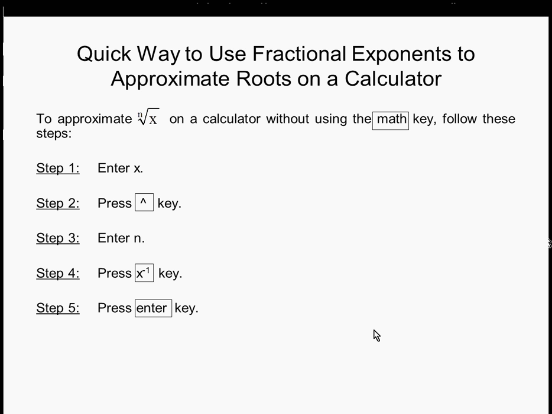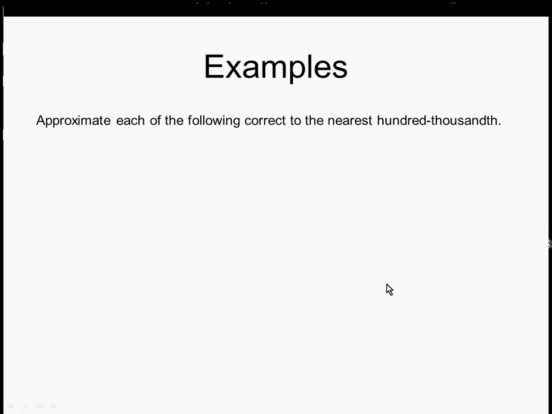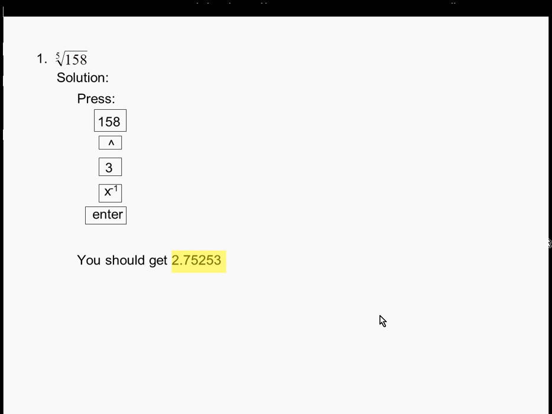Now whether or not this is any faster than using the math key, I don't know. Pick a method you like and just stick with it. Approximate the following correct to the nearest 100,000ths. So that's still 5 places. I've got the 5th root of 158. Your keystrokes would be 158, the caret key, the 5, x to the -1, enter, and you get that.